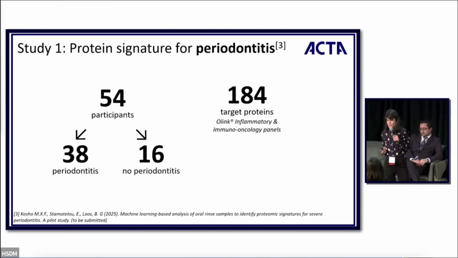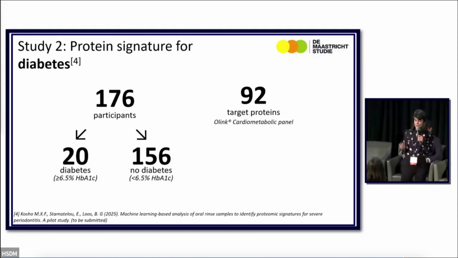So in the first study, we collected data at ACTA: 54 participants, 38 with periodontitis and 16 without periodontitis, and we did the analysis at Olink, another company which is specialized in proximity extension assay technology for targeted proteins. So they did the inflammation and immuno-oncology panel. And the second study, for diabetes, had 176 participants, 20 with diabetes and 156 without diabetes. And here we did 92 targeted proteins.